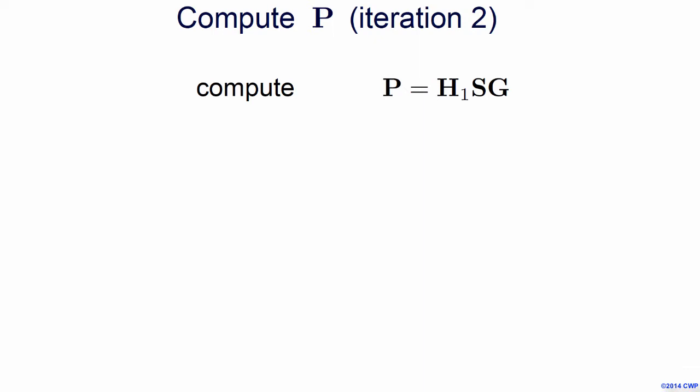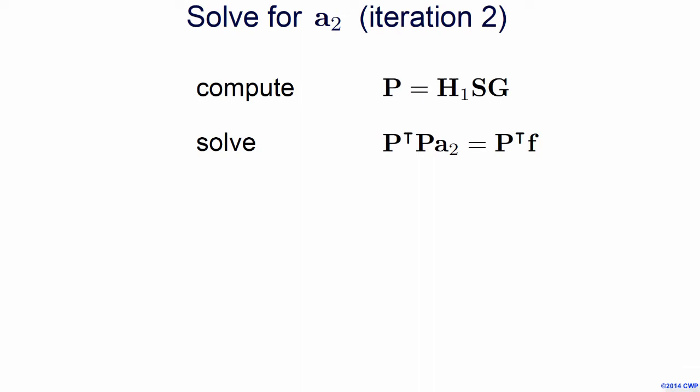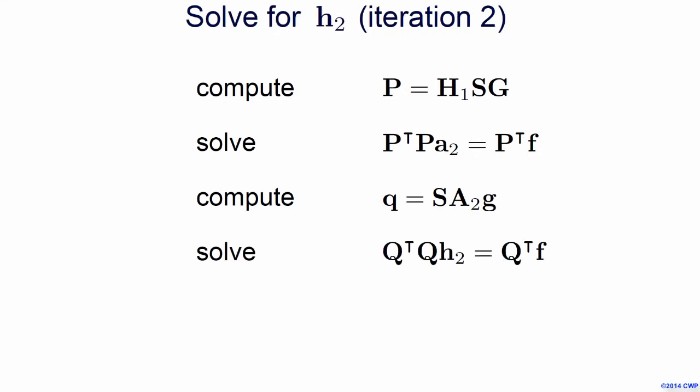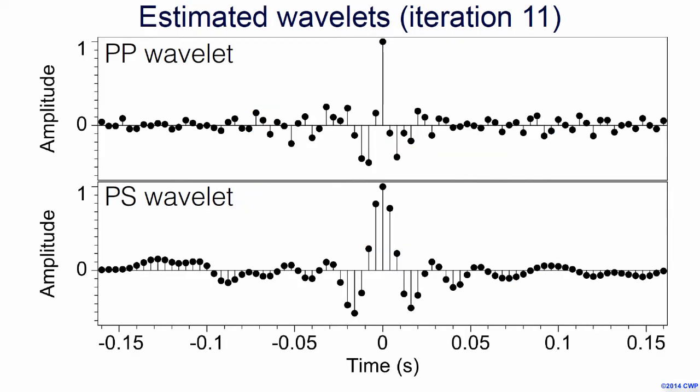Well, first we compute the matrix P, and then we solve for a new estimate of our inverse wavelet A. And then once we have this new estimate of A, we can solve for another estimate of H by computing Q and then solving the corresponding normal equations. So let's say we fast forward this process to 11 iterations. Then we would get the following PP and PS wavelets, which are significantly different from our wavelets from our first iteration.